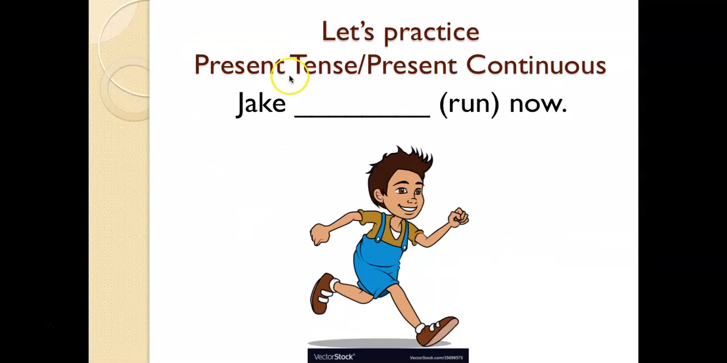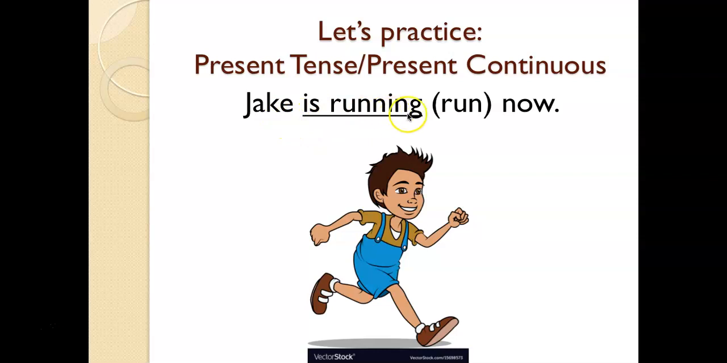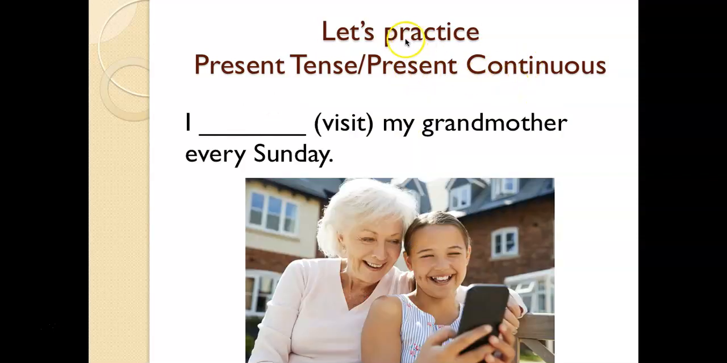I want you to be able to differentiate or know the difference between present tense and present continuous and which one to use, okay? So here, Jake blank run now. So we have a clue word here, now. So would that be present continuous or present tense? Okay, so we say Jake is running now. Because it's now, we have to use present continuous and the form, which is the be verb and the verb ending in ing. So that's the form of present continuous.